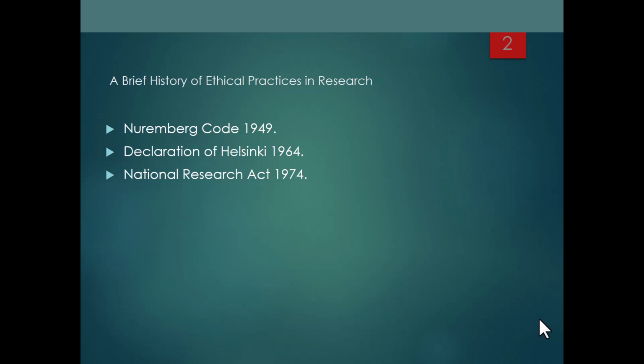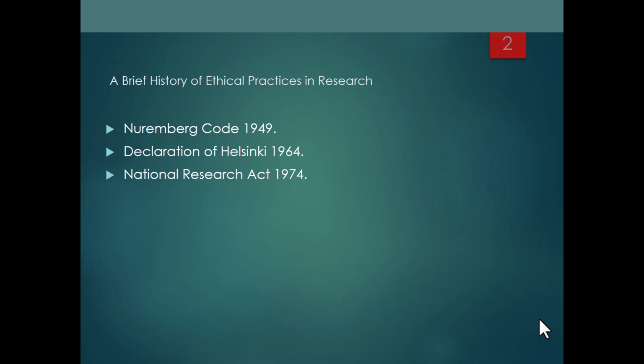The Declaration of Helsinki of 1964 provided guidelines for physicians who were involved in clinical research. It has been revised several times since then. It established the need for researchers to assess risks and benefits of participation. It also emphasized participants' privacy.